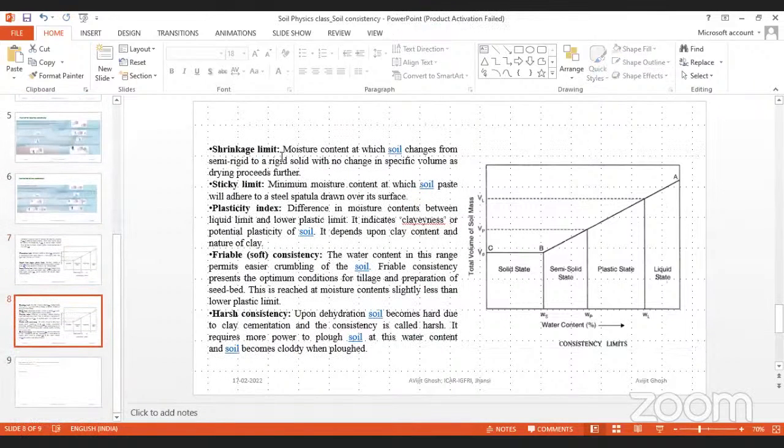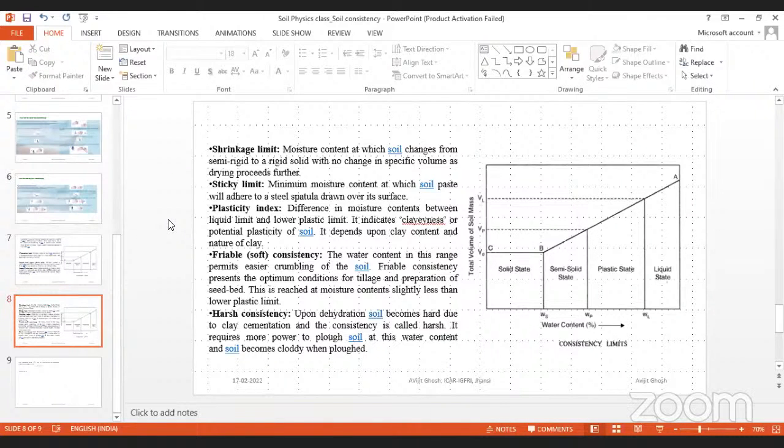Now, shrinkage limit is that water content of soil below which soil ceases to shrink. That means at this point soil will not reduce its volume, so it will not shrink more even if you evaporate more water. Plasticity index is the difference in moisture content between the upper plastic limit and lower plastic limit.